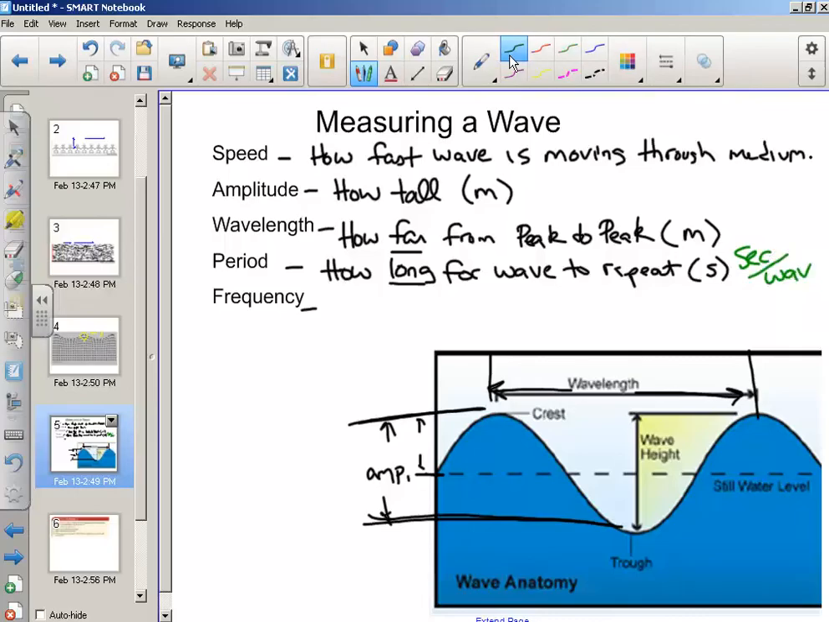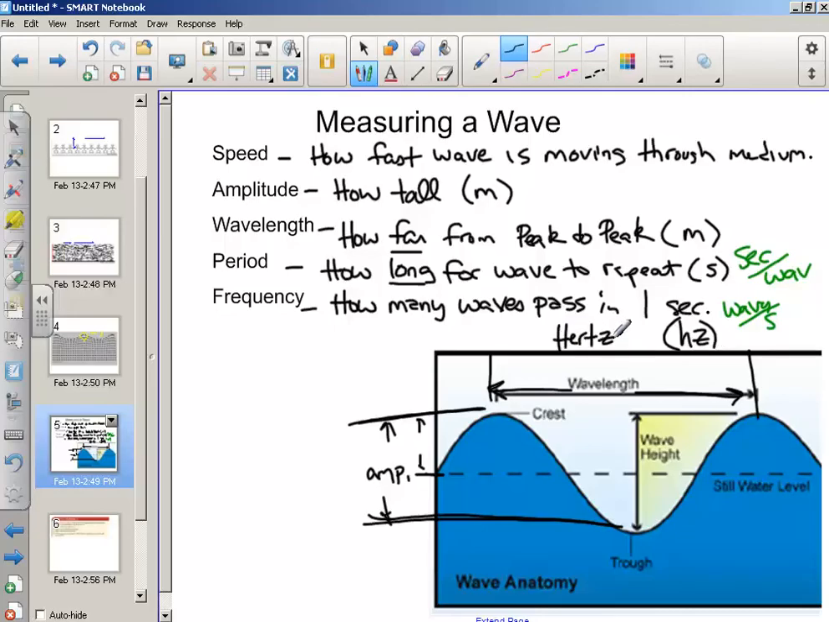Now frequency, on the other hand, is the exact opposite. It's how many waves per second. How frequent, how many waves pass in 1 second. So this one is different because it's waves per second. And the unit that we use for frequency is hertz, abbreviated Hz. So 1 hertz is 1 wave per second.